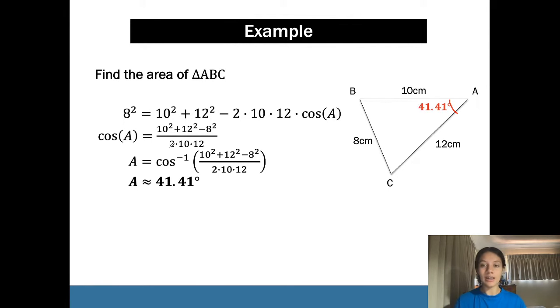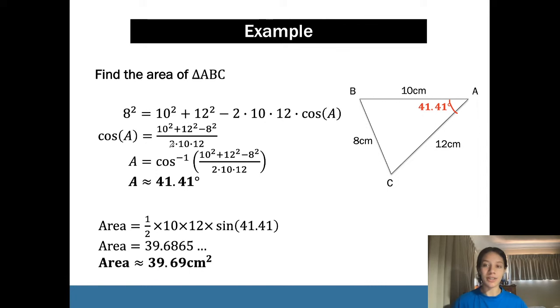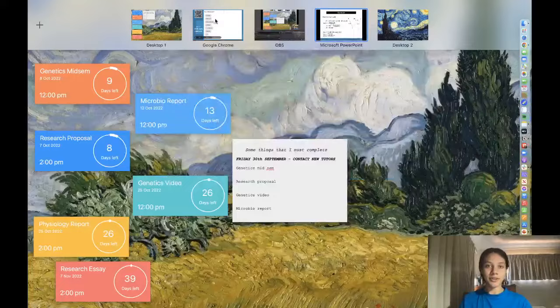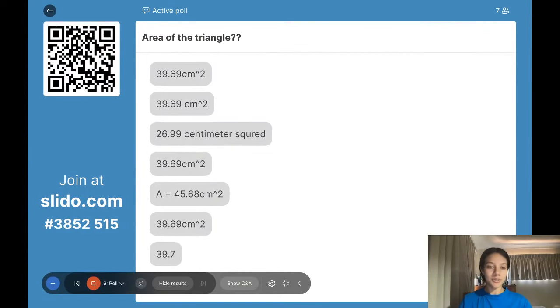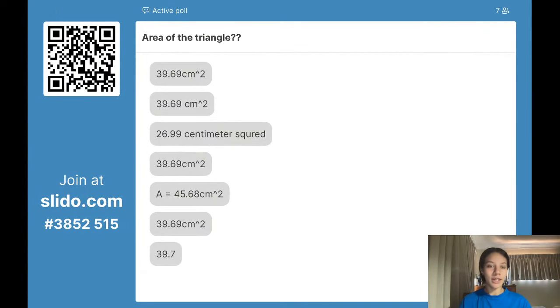And then what you can do from there is substitute it into the formula for area, where we have half bc sine A, so we have our 10, our 12, and then the included angle, which we just calculated was 41.41. So we get an area of roughly 39.69 centimeters squared, which seems to be what the majority of you got. If you had any issues with the answer, just double check what your included angle was, making sure that you got the included angle and that you did the calculations all good with the cosine rule.